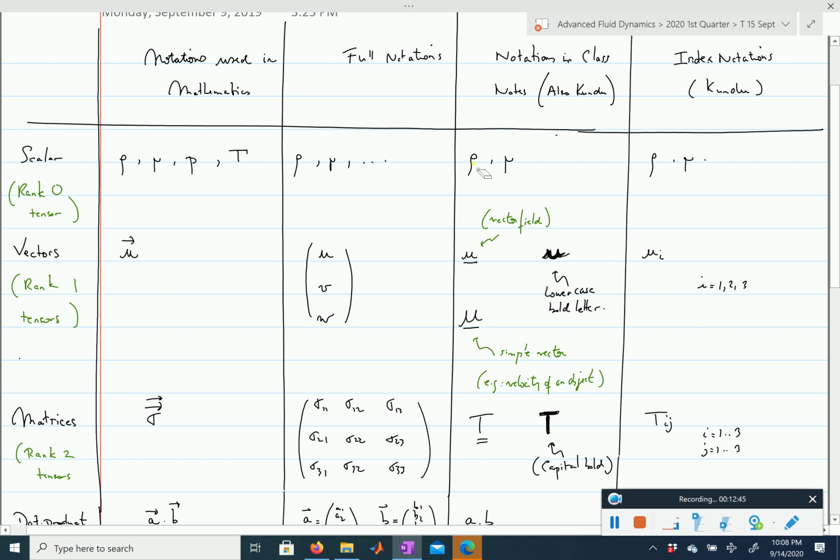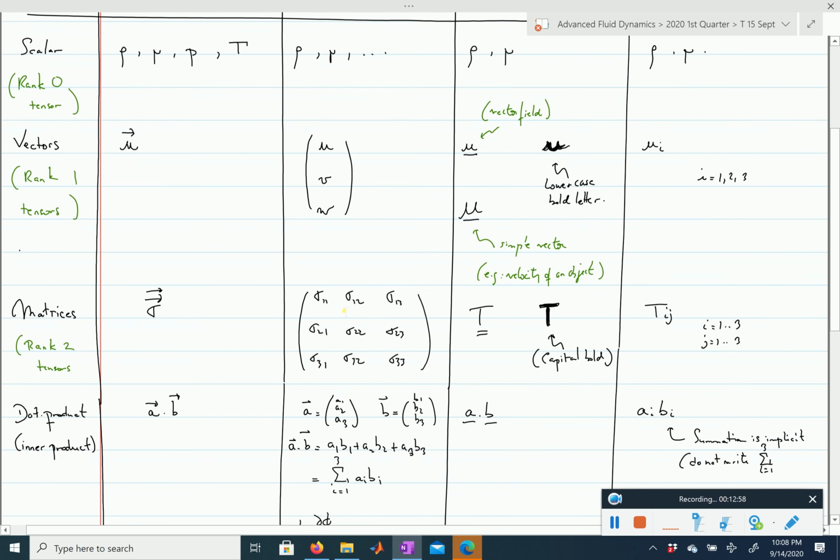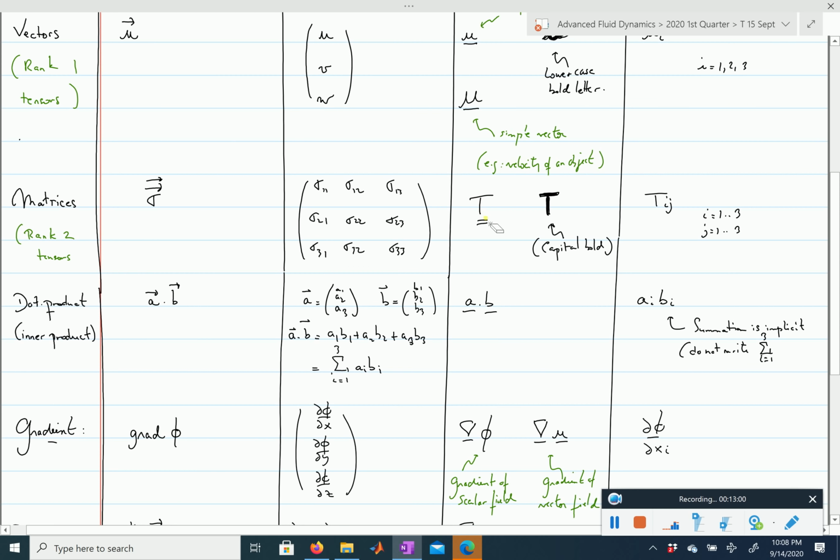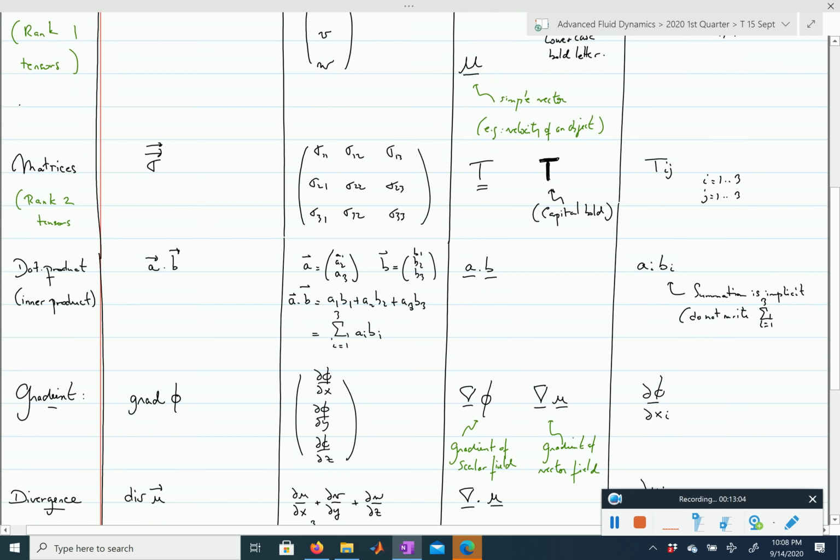So here, for instance, you find no bar, so the rank of the tensor is 0, and this is a rank 0 tensor. Here you have 1 bar, so this is a 1, and there's nothing else, so this is a rank 1 tensor. Here you count the bars, you find 2 bars, so this is a rank 2 tensor.